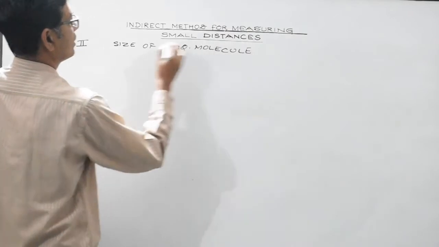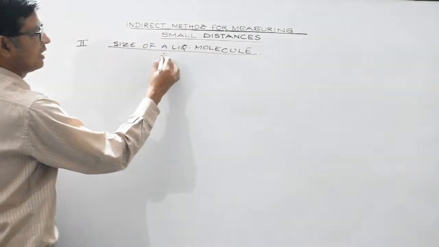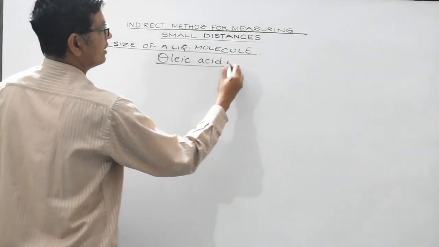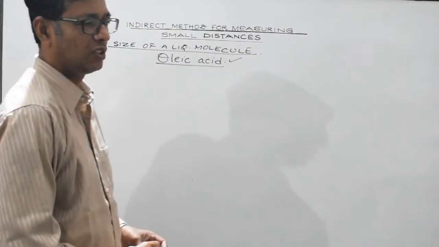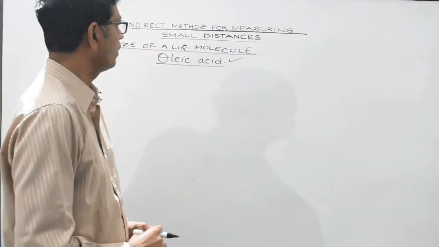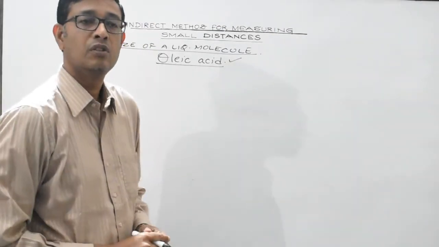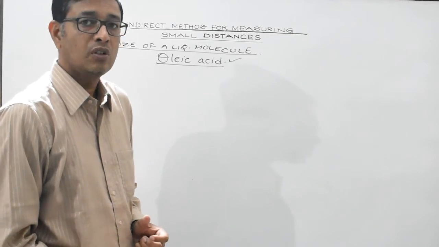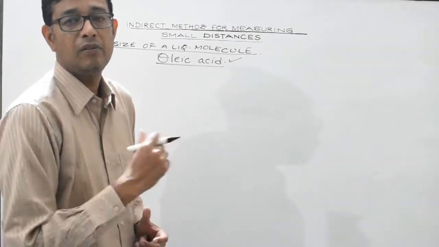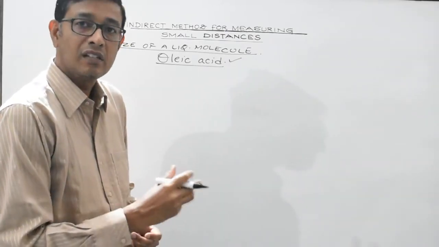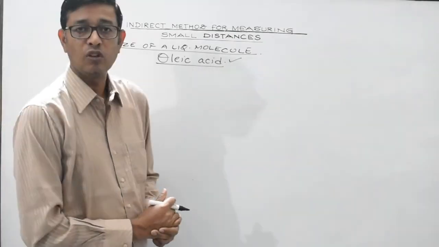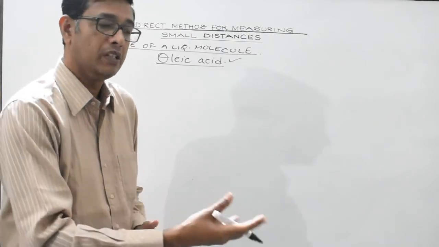We will try to find out the size of a liquid molecule, and we will take the case of oleic acid. As I told you, we are considering oleic acid because the molecular size is quite large as compared to the other molecules. So a solution of known concentration of oleic acid is made by dissolving it in alcohol, right? A solution of known concentration is to be prepared.